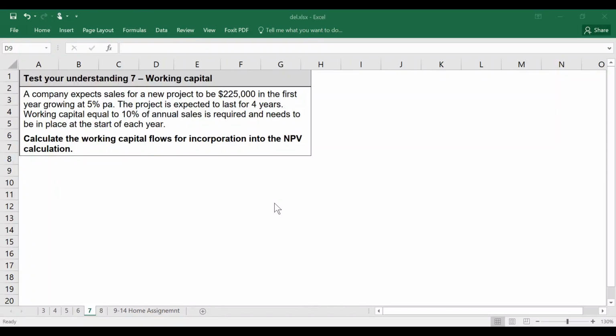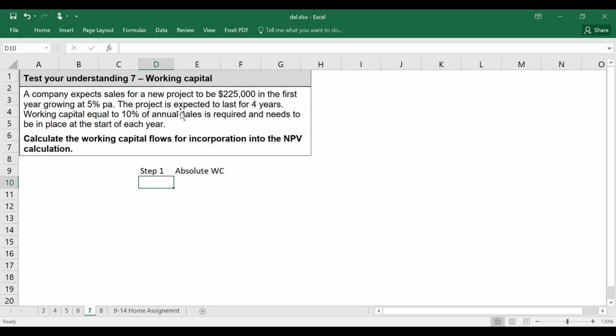It is a pretty straightforward question, but you have to understand it. Now we are going to solve this question with the steps we have just learned from our notes. Okay. So our first step was to calculate absolute working capital.